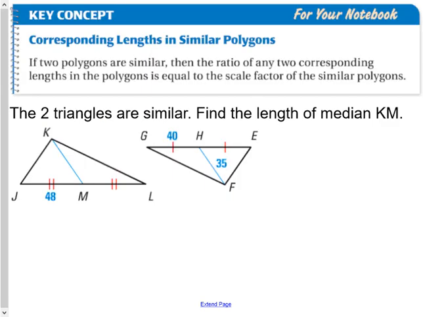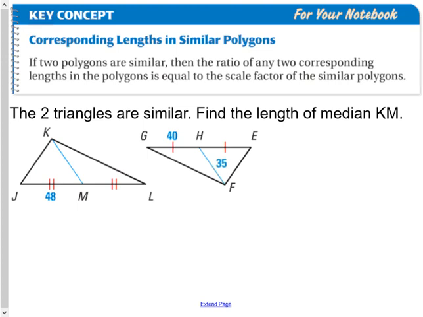Next, if two polygons are similar, the ratio of two corresponding lengths in the polygon is equal to the scale factor. Some would say, isn't that what we've been talking about the whole time? But this is beyond that. They're talking about not just sides being similar, but so are heights, altitudes, angle bisectors, perpendicular bisectors, and so on. Right? Like everything we learned in chapter 5, those are all similar.